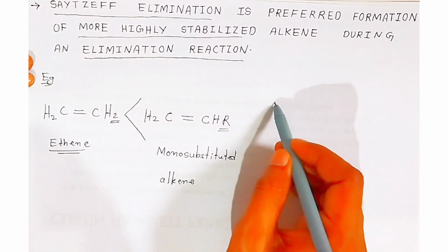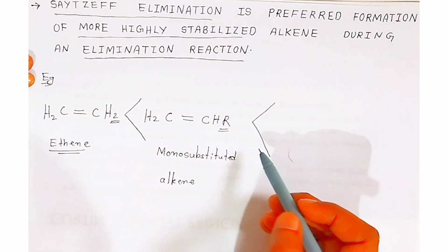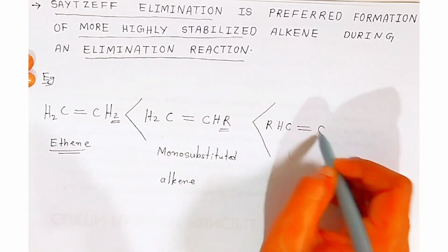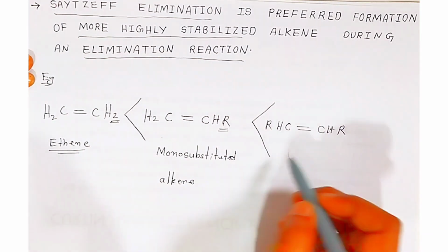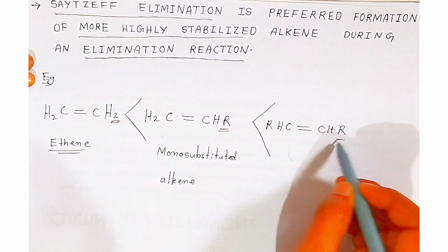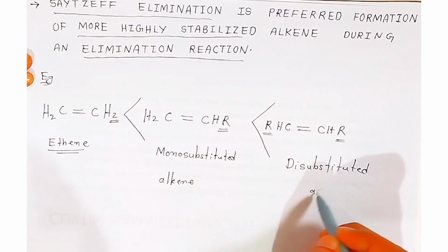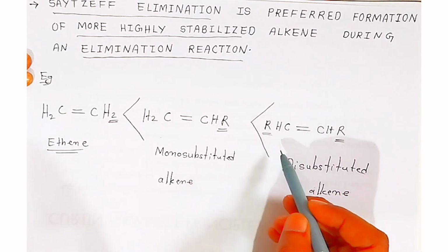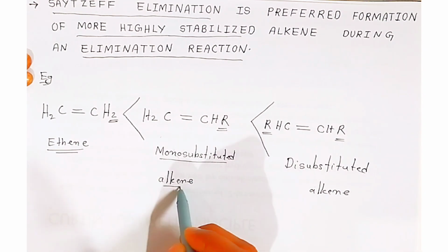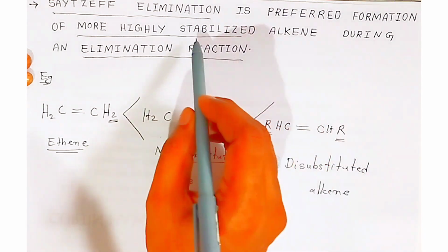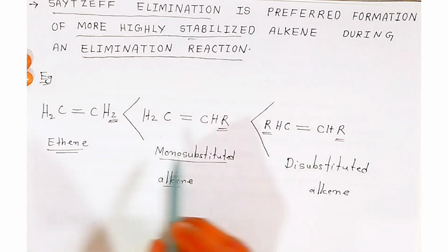Understanding, students? Now what happens if one of the hydrogens from this side is also replaced by an alkyl group on the carbon-carbon double bond? This will be more stable than the mono-substituted one. We have two alkyl groups, that is why it is called a di-substituted alkene. A di-substituted alkene will be a more stable product as compared to a mono-substituted alkene. This way, students, the stability of the alkenes increases.